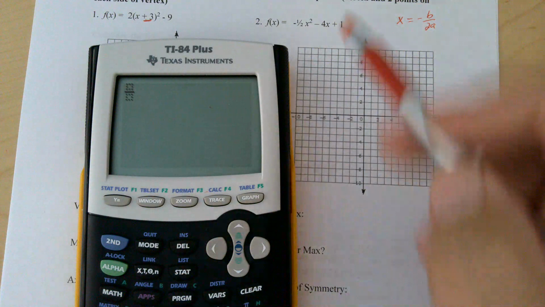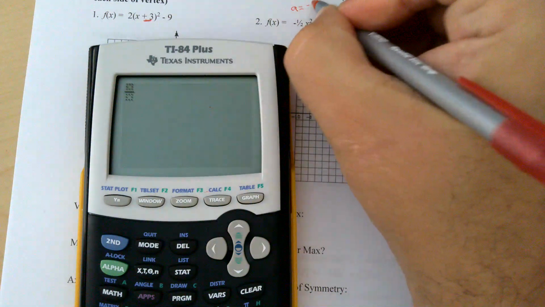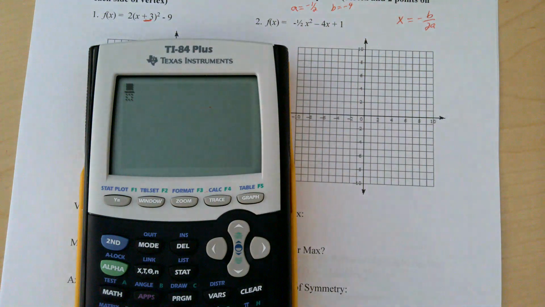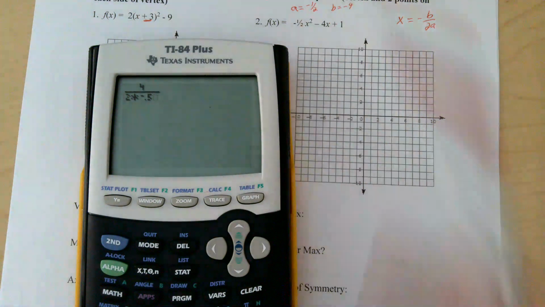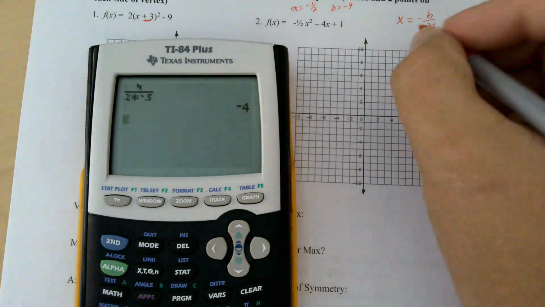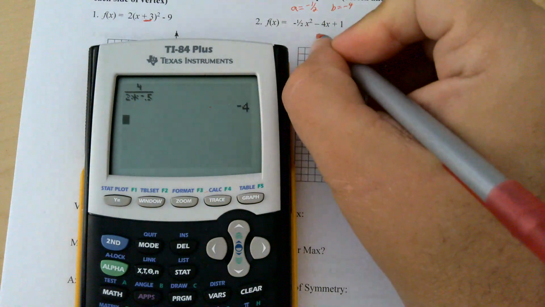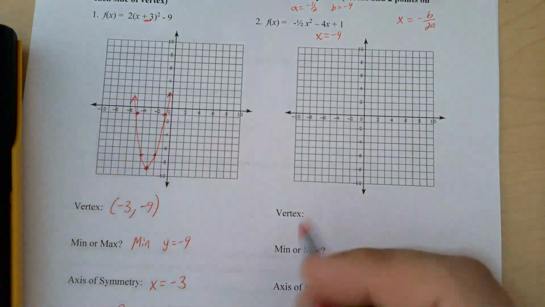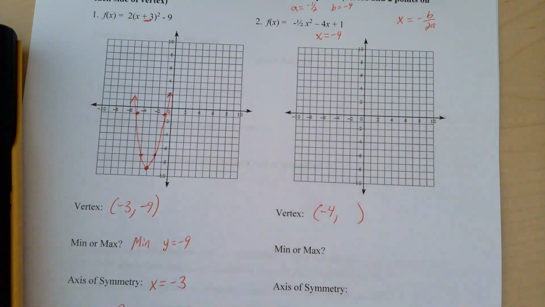So I take the opposite of b. Well, a is negative 1/2. b is negative 4. So in my calculator, I'm going to type in a positive 4. So the opposite of negative 4 is 4. Go down to the bottom to my denominator, and I'm going to take 2 times negative 1/2, which I can just put in as a negative 0.5. Okay, negative 0.5 is the same as negative 1/2. I hit enter, and I'm going to know for this problem that my line of symmetry is going to be negative 4. Okay, so the x value is going to be negative 4.